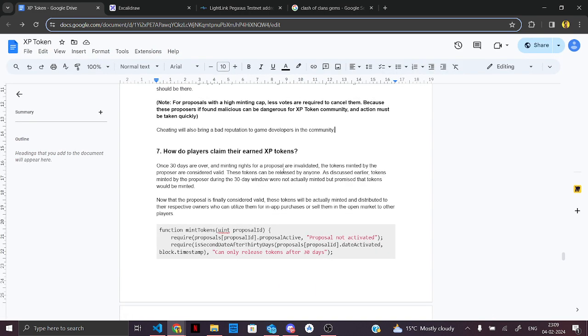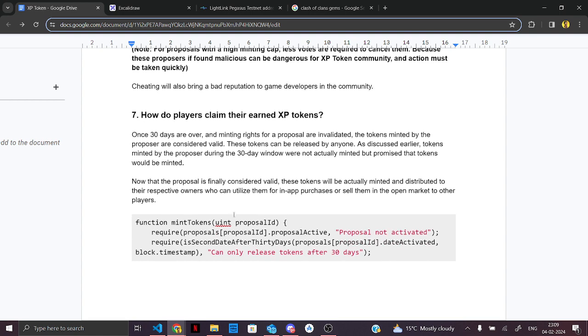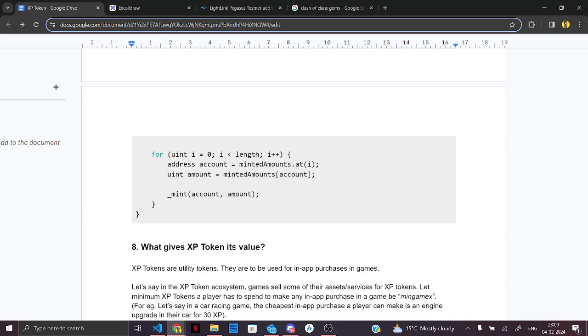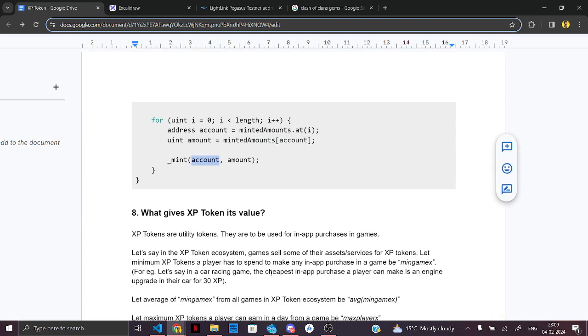Now, how do players actually claim their XP tokens? So once 30 days are over, the minting rights for the proposal are invalidated. Now the proposer cannot mint any tokens, but this also means that all tokens ever minted by the proposer are now considered valid. Now there's no way to burn these tokens. So now anybody can release all these tokens for this proposal using this function. When this happens, you will see that now for real the tokens will be minted to the account, and newly minted tokens will be introduced to the ecosystem and to these players.